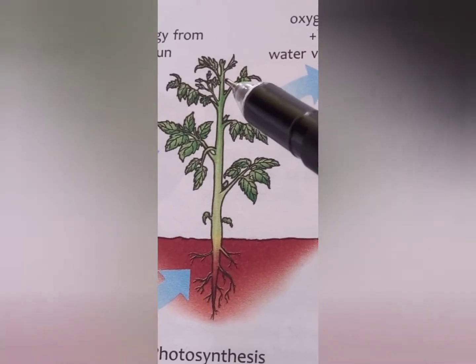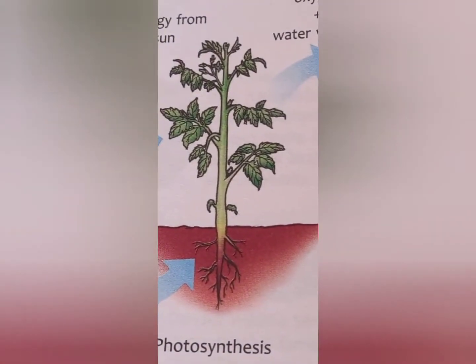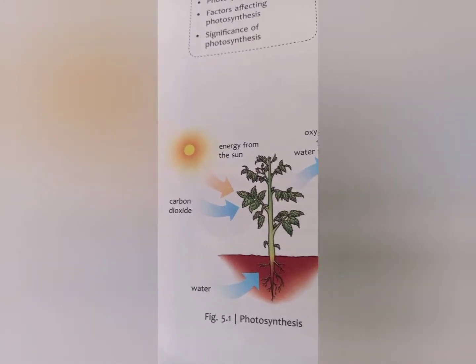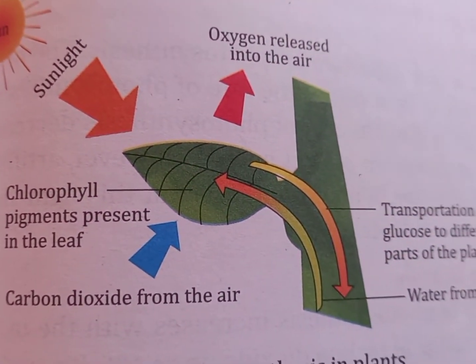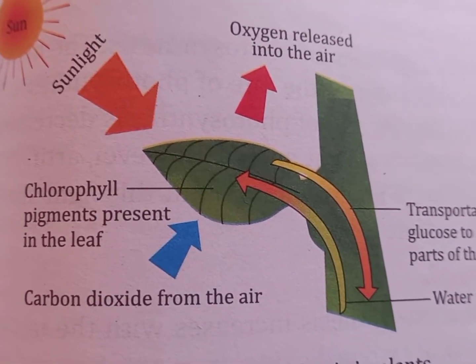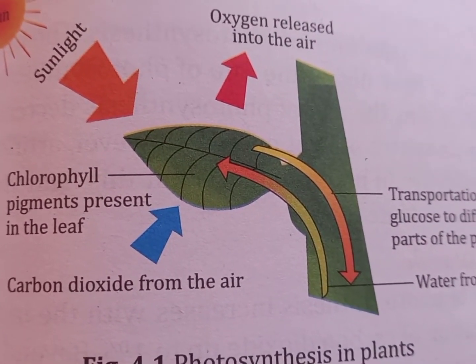The minerals in dissolved form, which are also absorbed along with water from the soil by the roots of the plants, are also conducted to the leaves and other parts of the plants through xylem. If you see here again, the water from the soil is absorbed and moves to the leaves through xylem vessels.